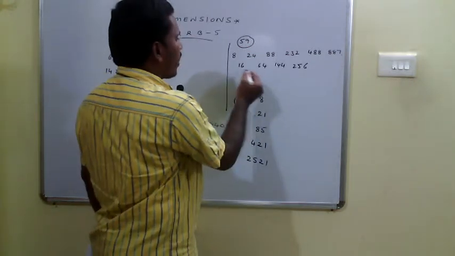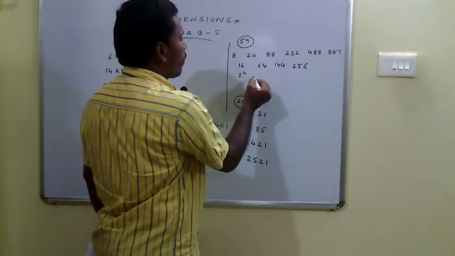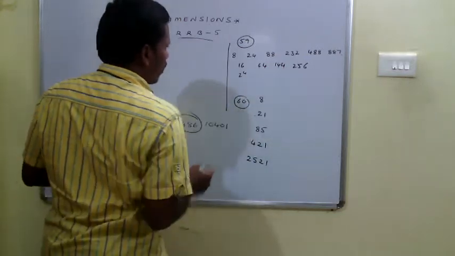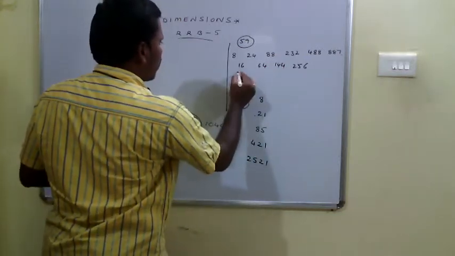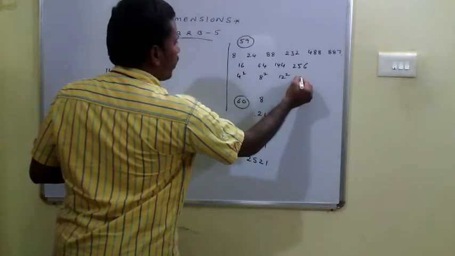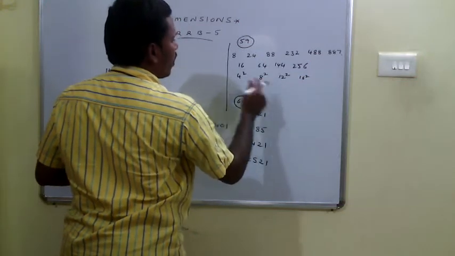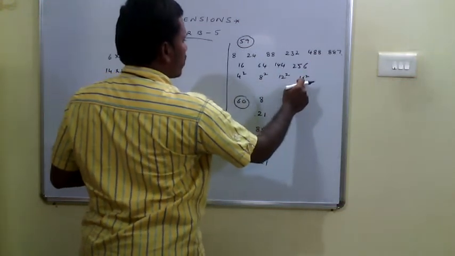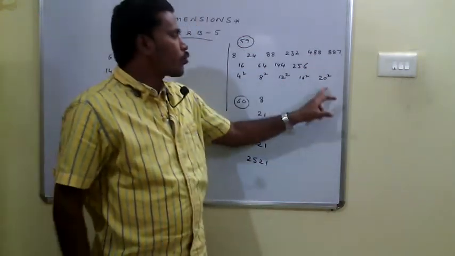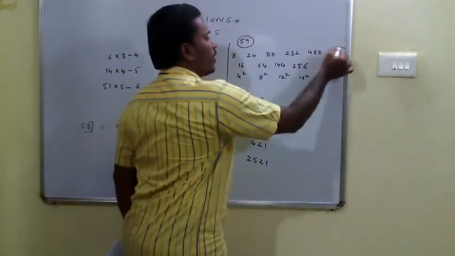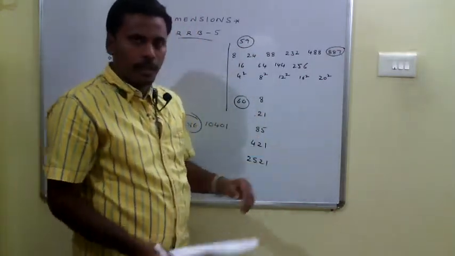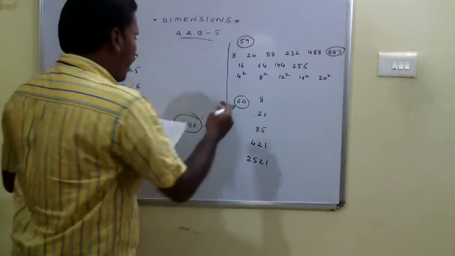So it appears like 16 is 2 power 4, and then this is 144, this is 256. Otherwise, this is 4 square, this is 8 square, this is 12 square, and this is 16 square. Next we need to add 20 square, 400. 488 plus 20 square is 888, but it is given as 887. So the wrong one of the series is 887. Okay. Next coming to the 60th one, 8, 21, 85.